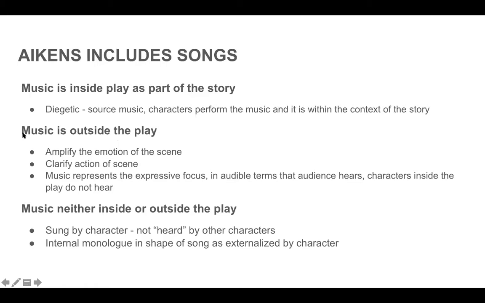Music is outside of the play, so the music is an added-on feature where it amplifies the emotion of the scene, and we know this because we are so used to underscoring in movies. And that is really music that's outside of the scene that is heightening the experience for the viewer or for the audience. It might clarify the action of the scene if the sound is particularly dissonant, or they're using instruments that are clashing. They're using a tempo that starts slow and then speeds up. Even certain sounds make our hair stand on end. We know if something dangerous is coming by the sound.